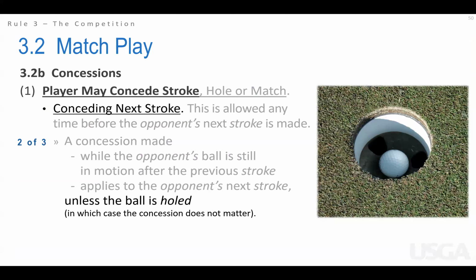If for some reason that ball was in motion and we conceded the hole while the ball was in motion and the ball goes in the hole, then the concession doesn't matter. We're just going to treat it as if it was holed with that stroke, and that's what the score is going to be. So the player was putting for three. While the ball's rolling, we say that's good for the next stroke. The ball goes in the hole. Player holes out for a three.